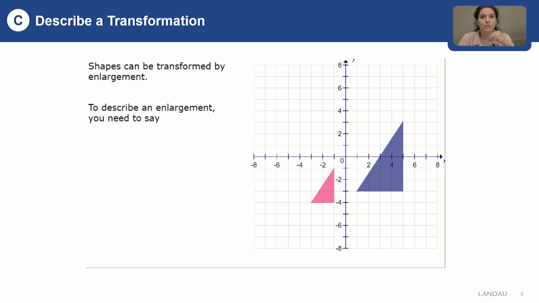Now let's look at the example that tells how to describe an enlargement. Here it says in order to describe the enlargement, we have to say first how many times bigger the shape has become. So we know that it is called the scale factor.